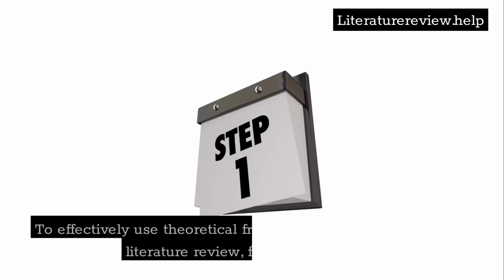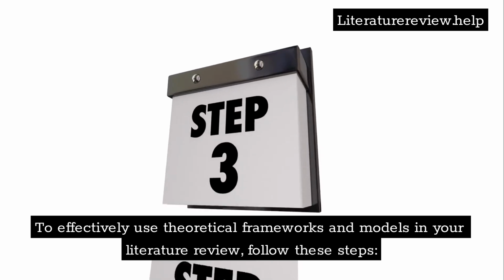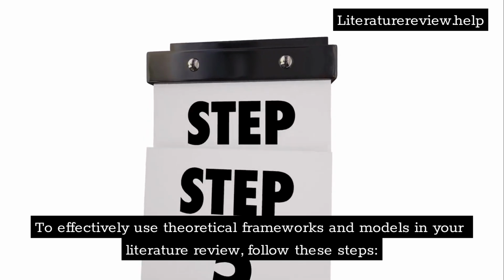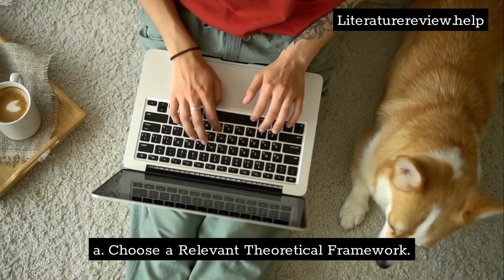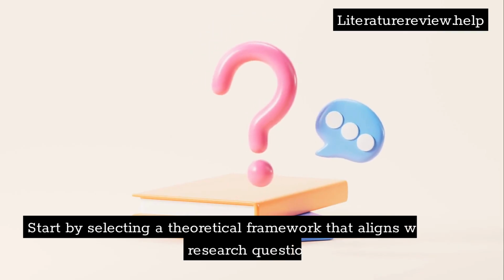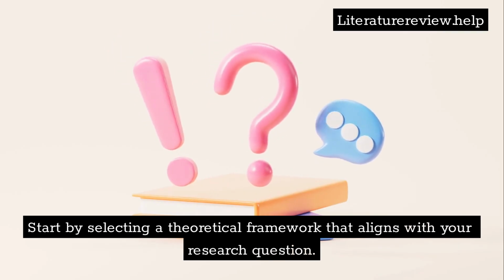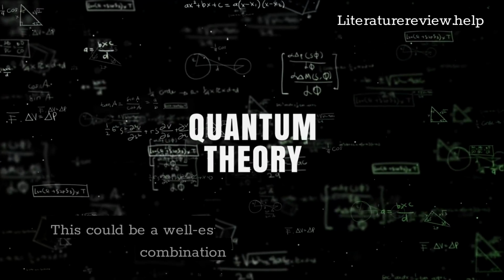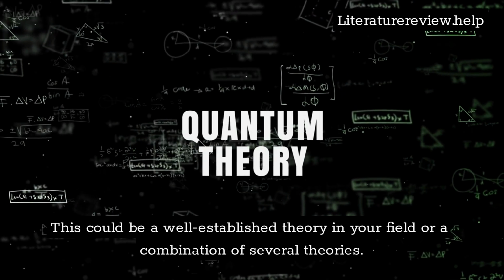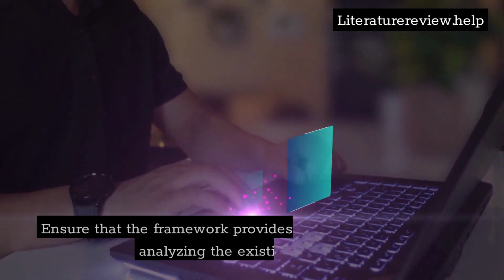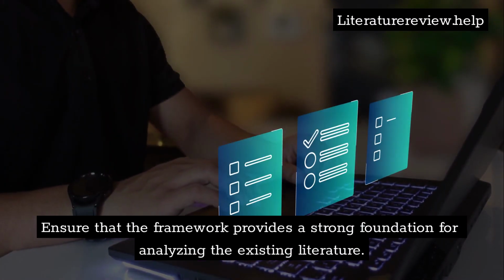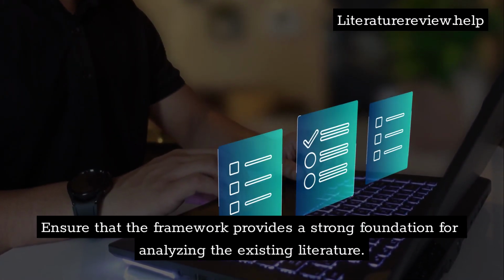To effectively use theoretical frameworks and models in your literature review, follow these steps. A. Choose a relevant theoretical framework. Start by selecting a theoretical framework that aligns with your research question. This could be a well-established theory in your field or a combination of several theories. Ensure that the framework provides a strong foundation for analyzing the existing literature.